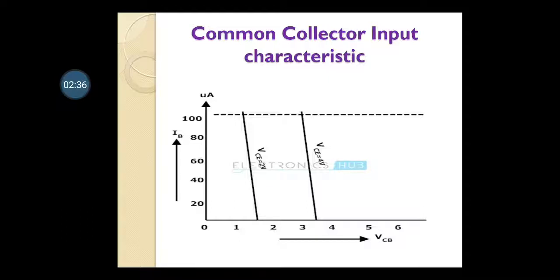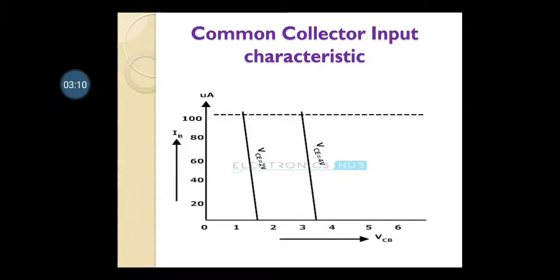Now as you know, the characteristics of a transistor are classified into two: input characteristic and output characteristic. This is the input characteristic. On the x axis there will be the input voltage, that is VCB, and on the y axis there is the input current IB. IB is the base current, which is very small, so it is always measured in microamperes.